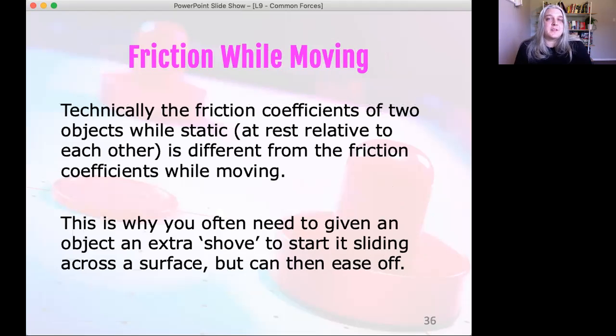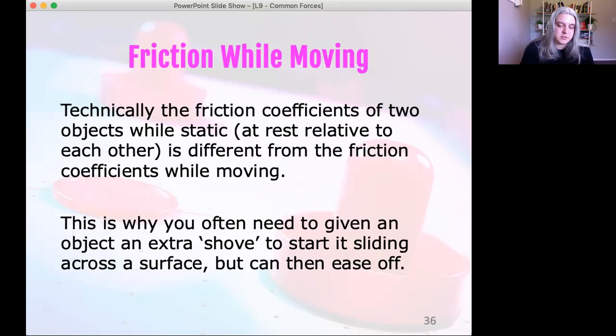Technically, when two objects are moving, the static coefficient of friction is not going to be the same as the friction coefficient while the object is moving. What I've been talking about so far has been static coefficient of friction, but I'm not going to go into much detail on that. It's just something to be aware of, that once you start moving, it can be a different coefficient of friction. That's why you often need to give something a shove to get it moving, and then it's actually a bit easier to keep it moving once it is. I'm not going to worry about that.